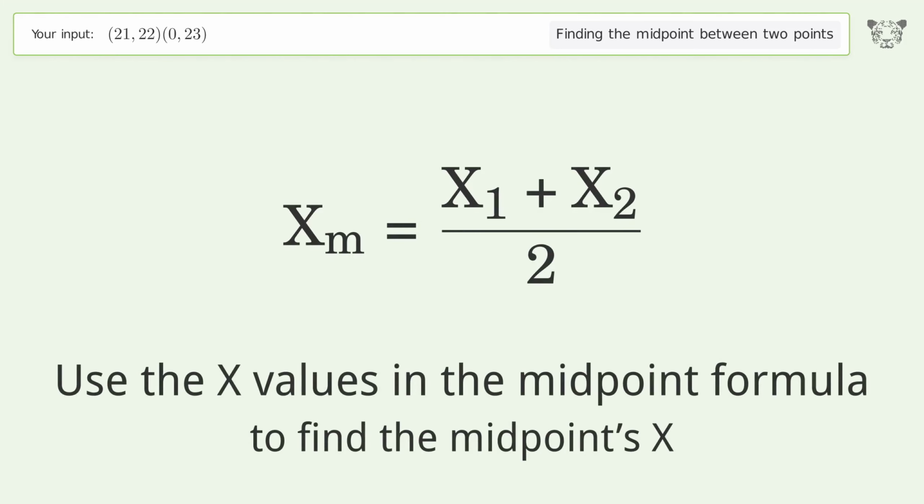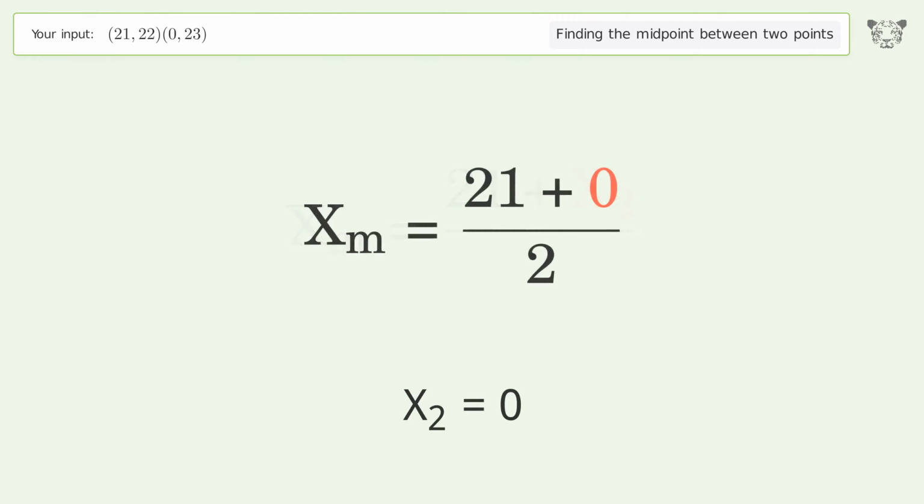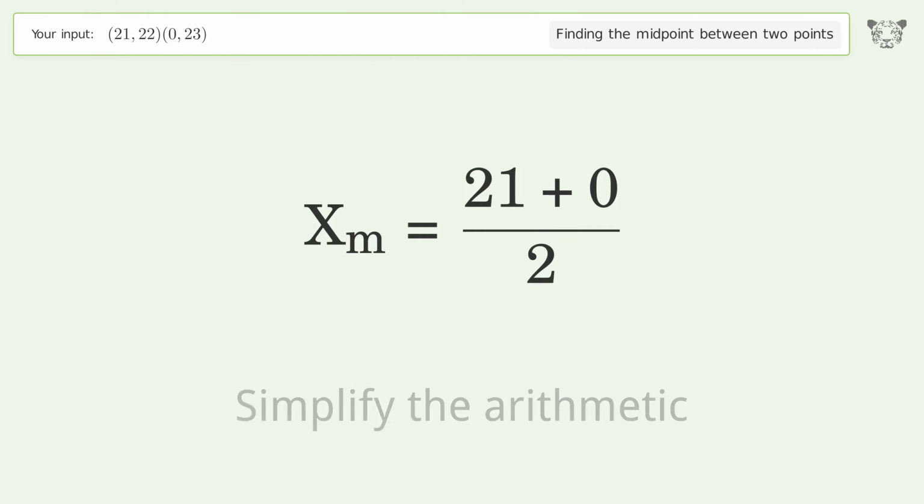Use the x values in the midpoint formula to find the midpoint's x. x1 equals 21. x2 equals 0. Simplify the arithmetic.